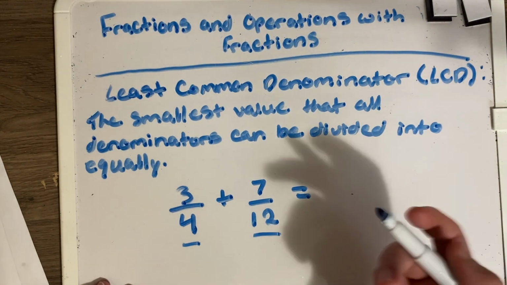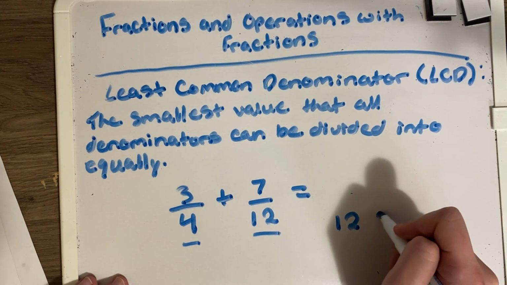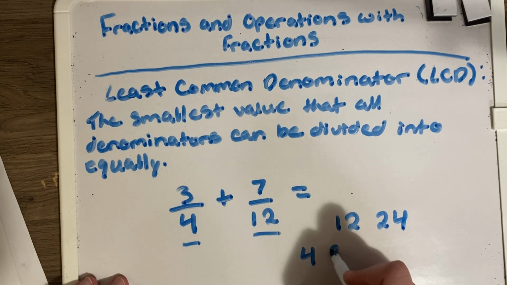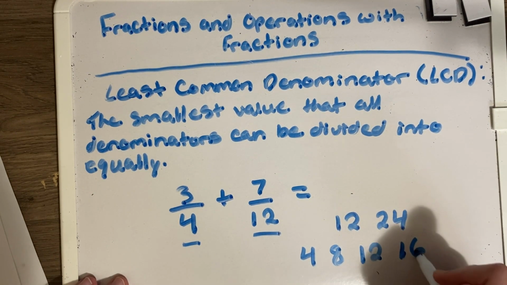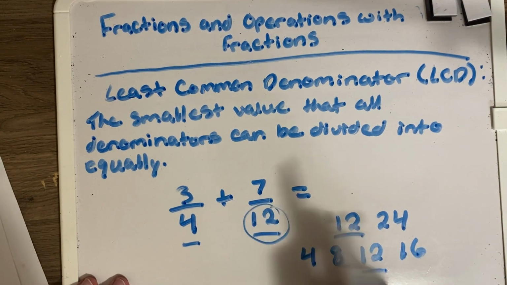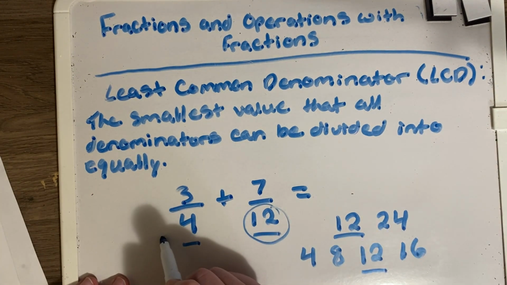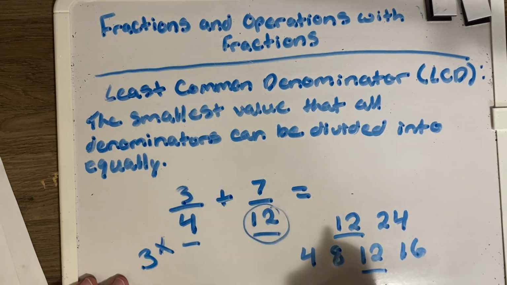All right, so we look at the multiples of each number. So we've got 12, 24, and then we'll do 4. So we got 4, 8, 12, 16. Well, we've got 12 here and we've got 12 here. So that means that 12 is the lowest common denominator. All right, so we can multiply 4 by 1, 2, 3, so that way the denominators will match.